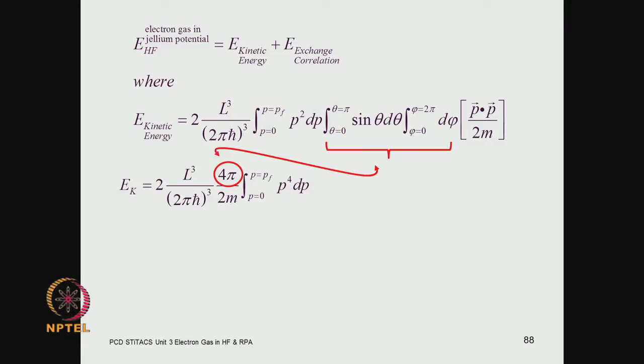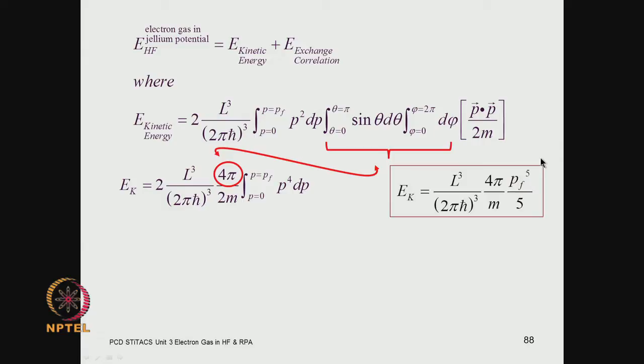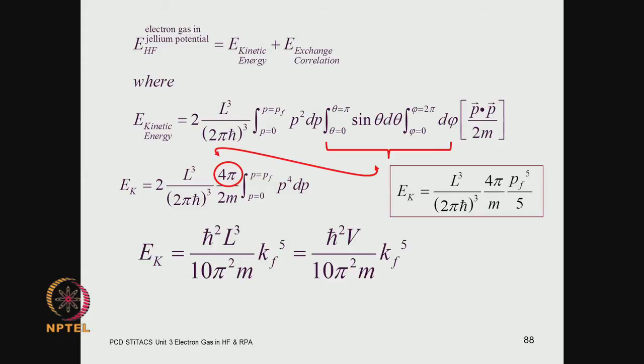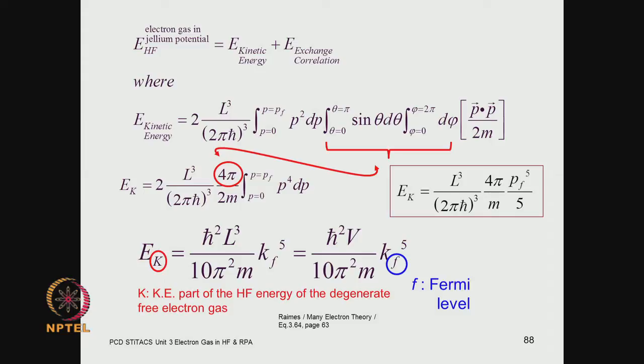So, you have this angular integration which gives you a factor of 4 pi, and then you have a p square term here and a p square term here. So, you need to integrate the fourth power of p, and that gives you the fifth power of p divided by 5. So, that is the result that we obtained last time. And this was in terms of momentum. You can write it in terms of k, which is the fifth power of k. And if you plug in the numbers, F is of course the Fermi energy, the Fermi level.